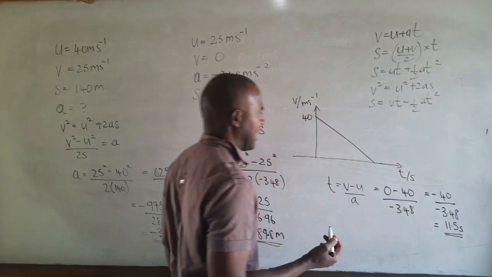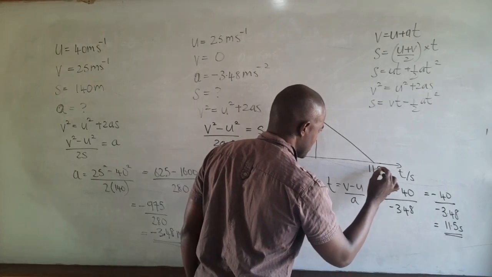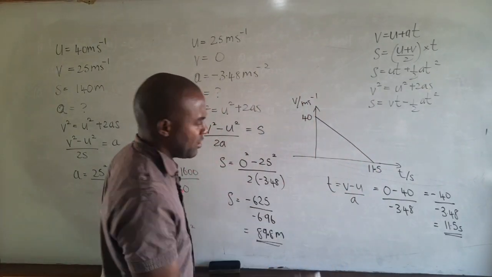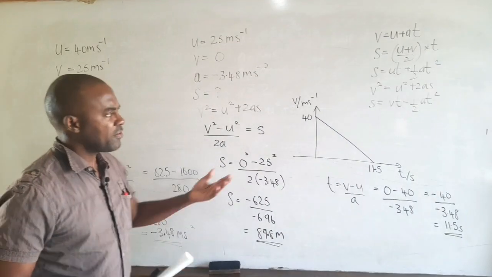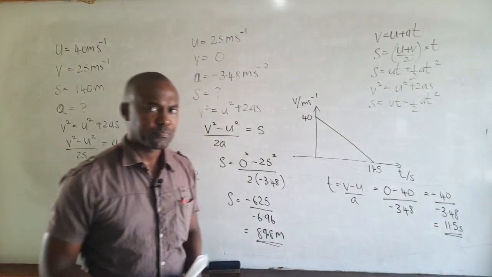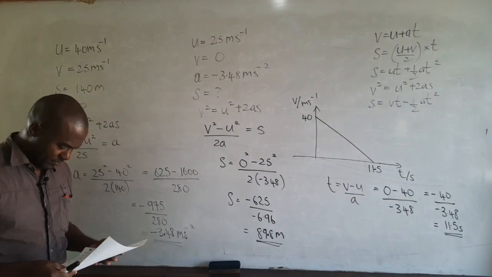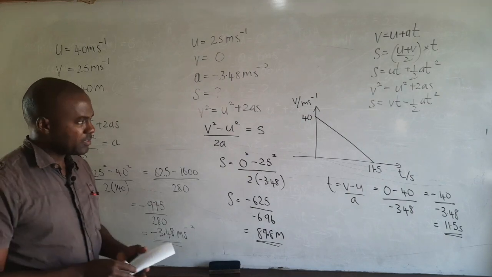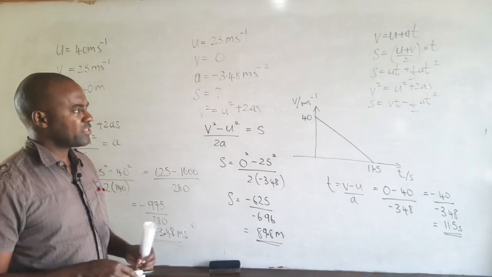So therefore, the entire journey took a time of 11.5 seconds. And basically, this is a graph of the car's velocity versus time. Or you could say a graph of the car's velocity time graph. Right? So that was question 3. We'll look at one last question.